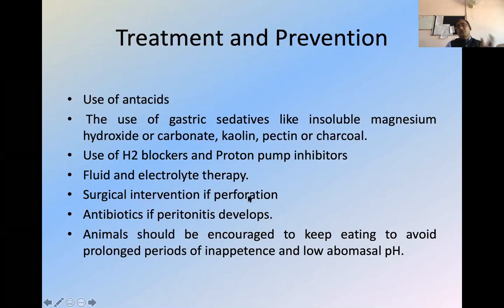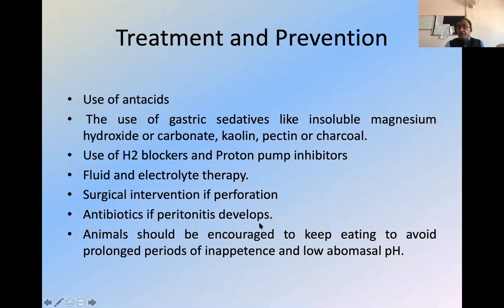Sometimes, when you feel that an animal is not recovering and is showing signs of peritonitis, of the peritoneum, and certainly some perforation chances are there, in that condition it is not going to recover medicinally. For that condition, you have to go for surgical intervention. And again, you have to give antibiotics to prevent it from developing into a severe peritonitis.